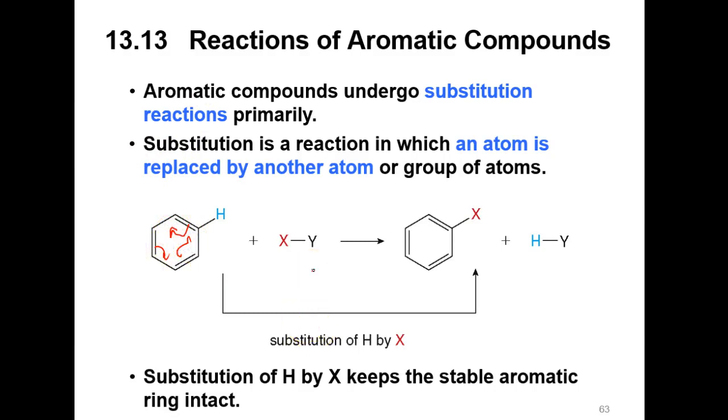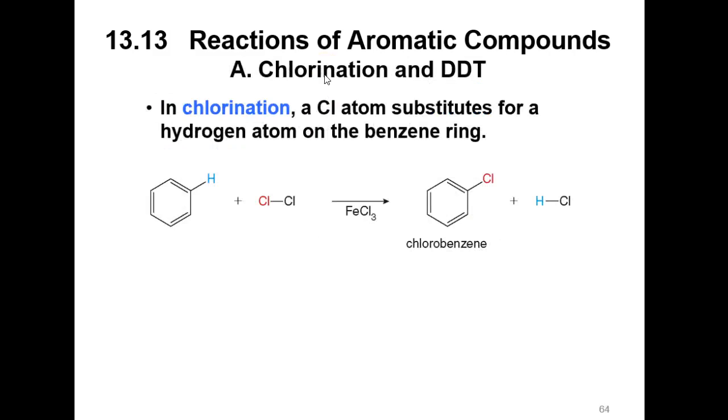Basically it's a substitution reaction. H is going to be substituted for one of the atoms that's attached to your X and Y. Both of them do not get put on. That's the difference. If you're going to halogenate, so dichlorine, you have to add iron chloride as a catalyst.